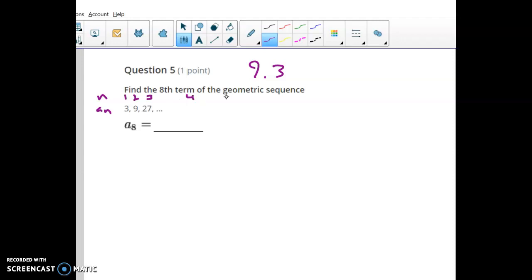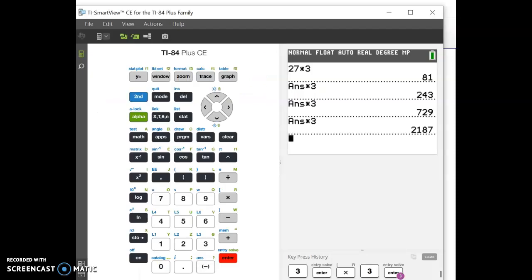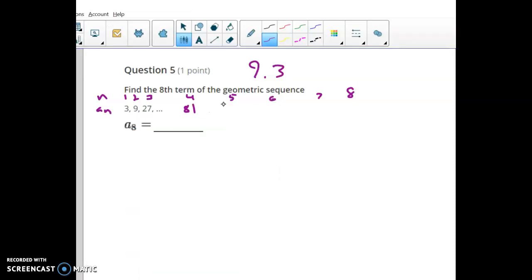So there's a couple ways. One, you can just extend it out using the pattern. So this pattern is a times 3 pattern. So you can just take 27 times 3. Okay, and then I started using my calculator. So 81 times 3 was 242, or no, 243.